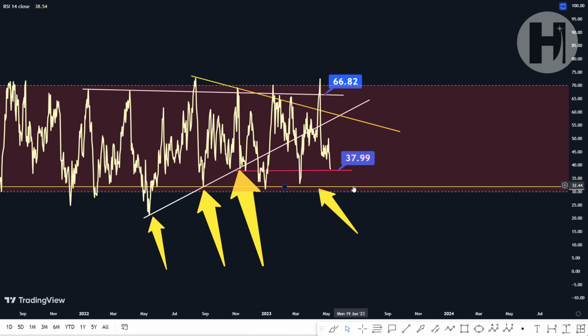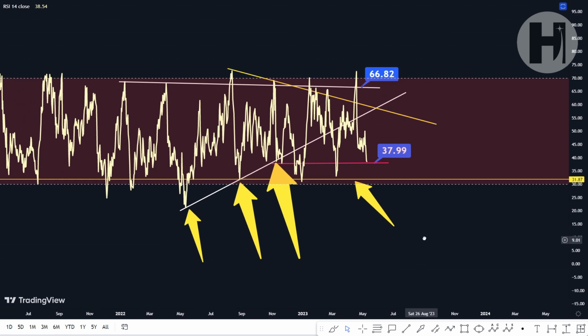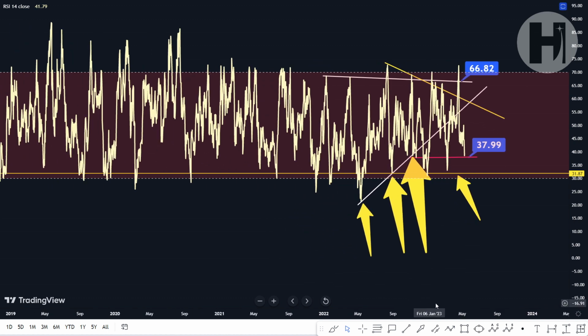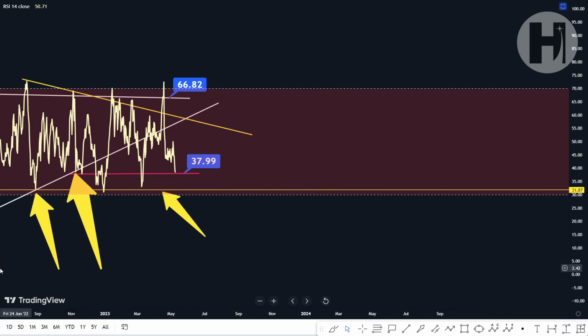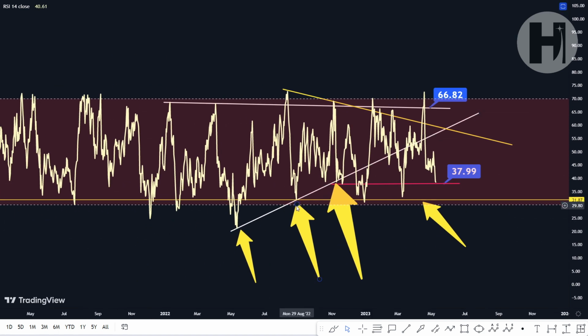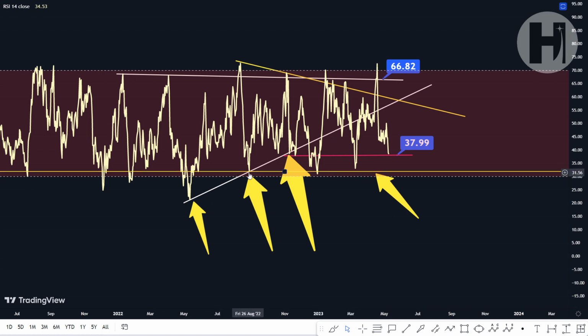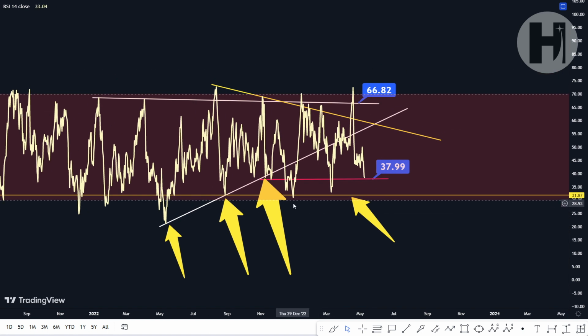But you can also target the yellow support trend line here at 31.8. Now every time you saw a bounce or a move down to that trend line or even below it, you saw a move to the upside. So that is also a good level for us to hold. As you can see, we had a bounce all the way back in May 2022, August 2022, and we had a little fake out here in December 2022, and every single time you had a move down to that trend line, you saw a move to the upside, almost into the overbought every time.